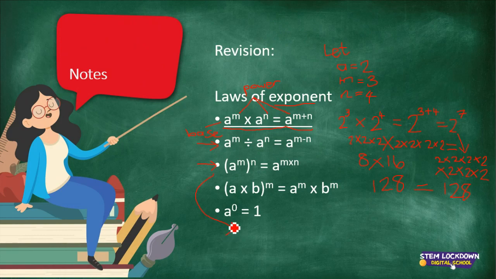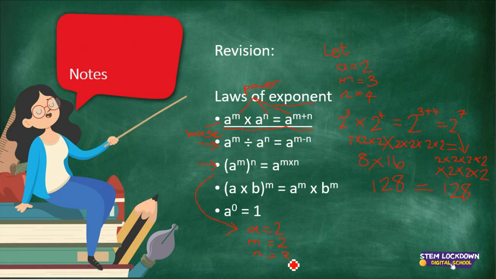Okay, let's say your a is 2. This is going to be a very huge number. Okay, I want to look at small numbers. Let's say m is equal to 2, right? And n is equal to 3.